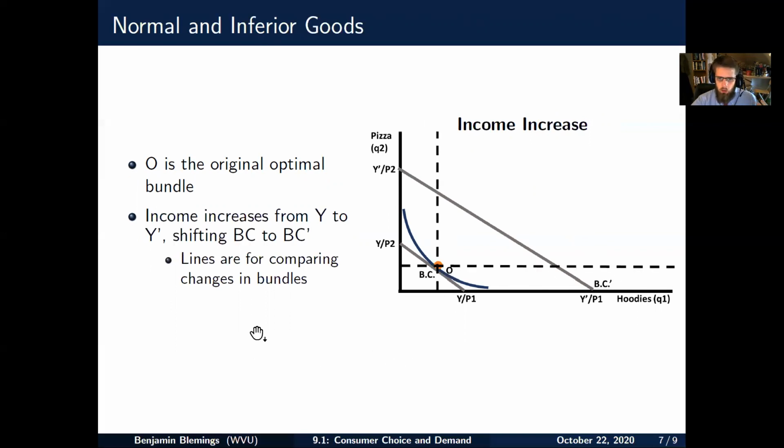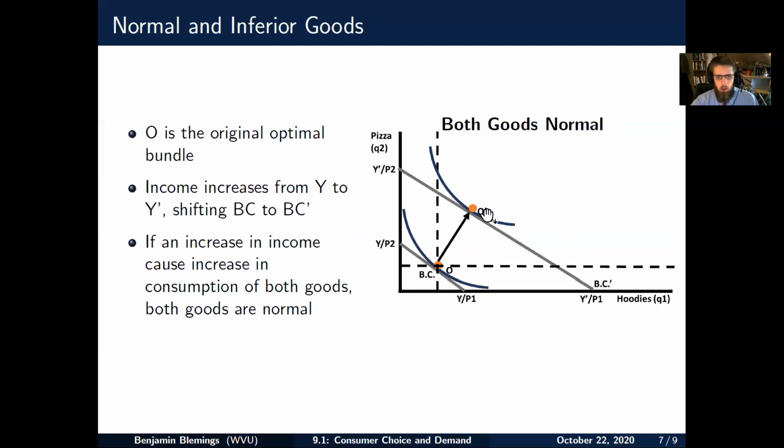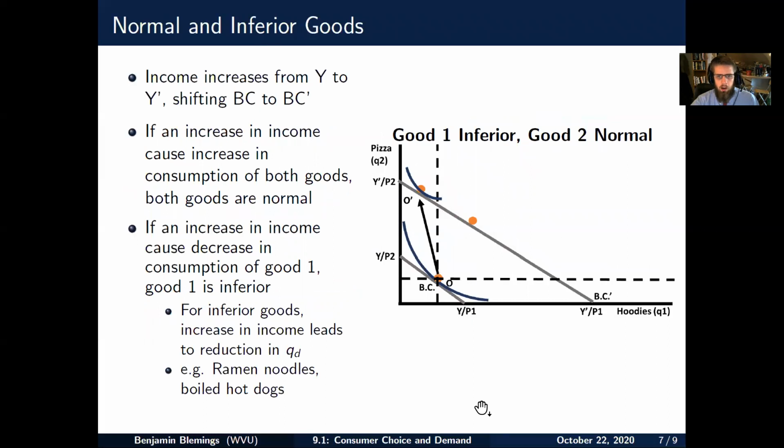Now I'm going to draw in these lines to compare what happens to the optimal bundle. The first thing that could happen is we could have O prime in between these two lines here. What this means is that both goods are normal, because comparing O prime to O, we've bought more of good 1 and more of good 2. As our income is increased, our quantity demanded of both goods is increased, indicating that both goods are normal.